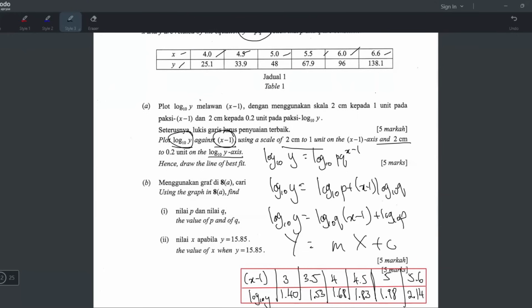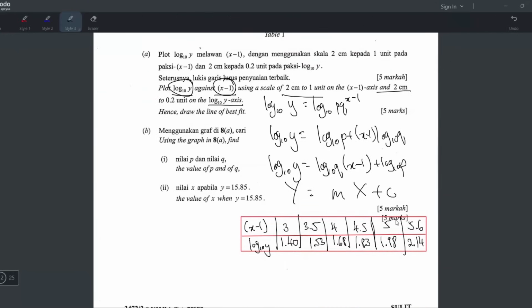So the way to determine that is you look at the values. Ada tak nilai negative? If tak ada, if semua positive, then you put it at the bottom left corner. Okay, you can see all positive, right? So you put it at the bottom left corner, and this will be x minus 1, and this will be log y.